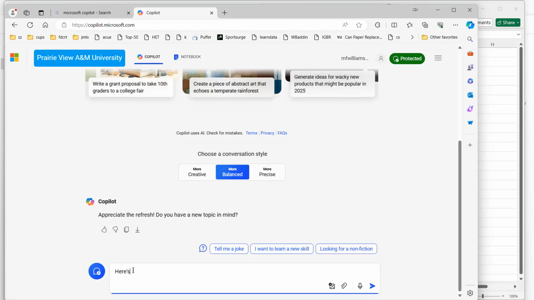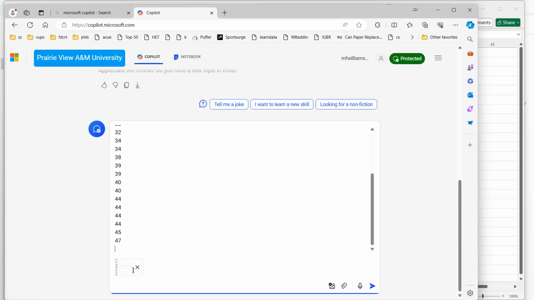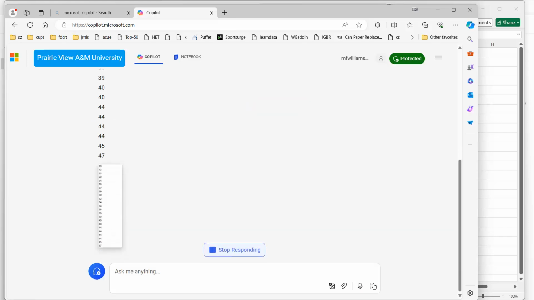Here's a data set. Please give me some descriptive statistics for it. So now I'm gonna put the data set in. I don't know what that is, but I put the data set in. Let's see what happens. Submit.